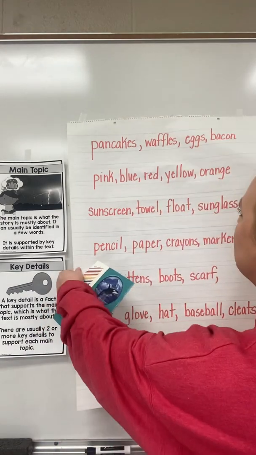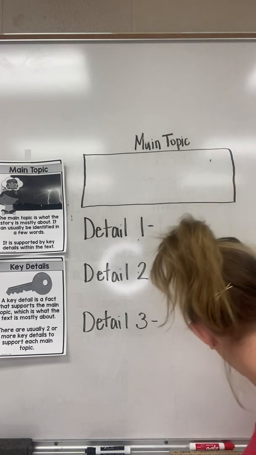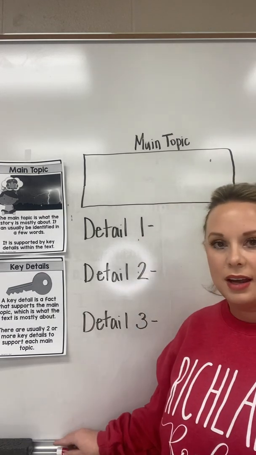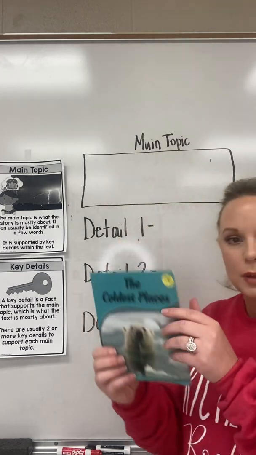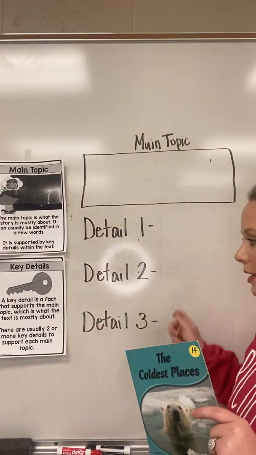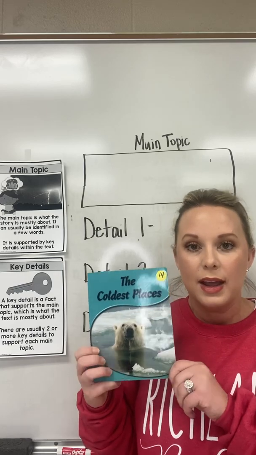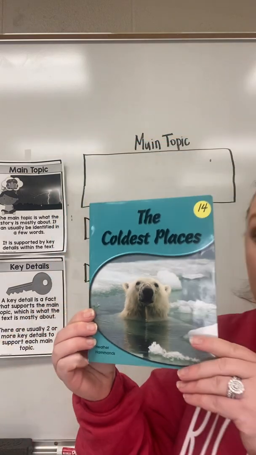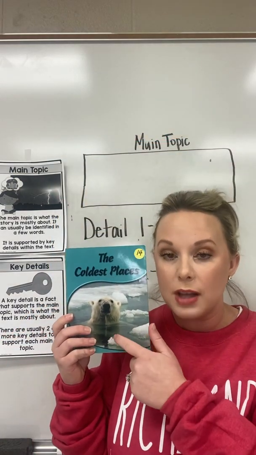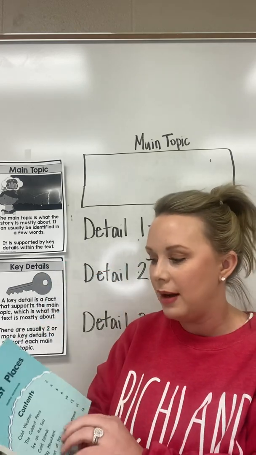Now I'm going to take down our chart here and move it to the side because we won't need that. And notice that I have a little bit of a graphic organizer here. In this box, I'm going to put my main topic, and then I'm going to list 3 facts or 3 key details about this topic. Okay, so I'm going to look at the title, and it says The Coldest Places. So that gives me a clue right now that this whole entire book is going to be about cold places. So let's open it up and read it.